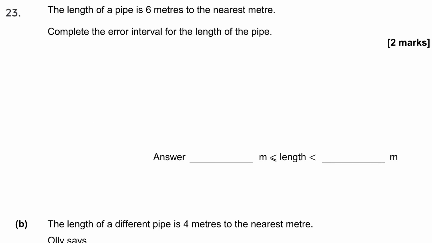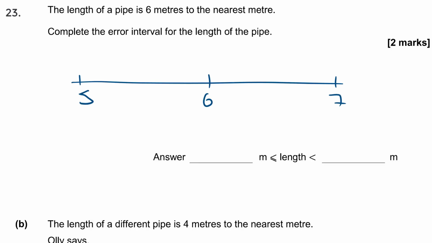Question 7a. The length of a pipe is 6 meters to the nearest meter. Complete the error interval for the length of pipe. Okay, well, if it's 6 to the nearest meter, then the next one up on the scale would be 7, and the one below it would be 5. And the ones closest to 6 would round to 6. So the ones in here.